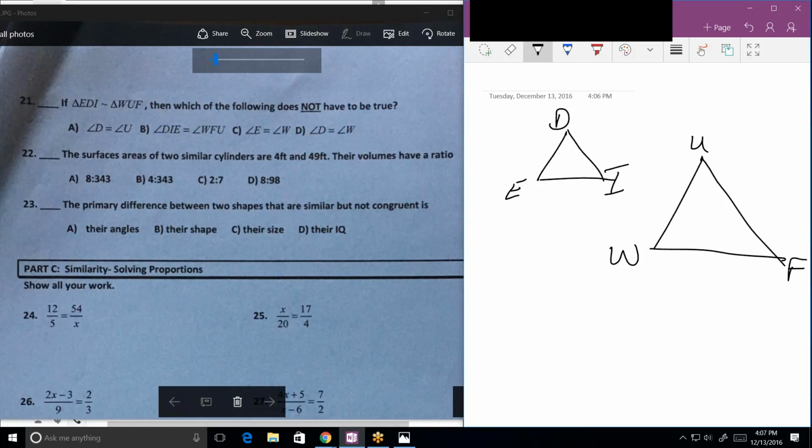Yeah, it's 2. Which one? It has to be B. Now look at B carefully. DIE is that angle, and oh no, you're right. FU is that same angle. I get it. No, it has to be D then. Right. Angle D is not equal to angle W.